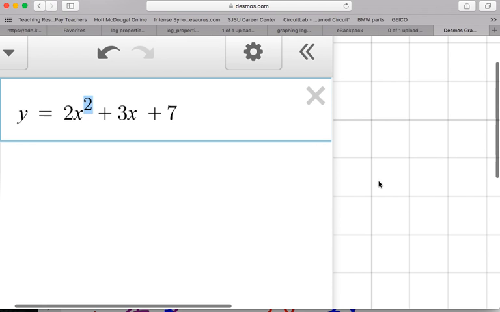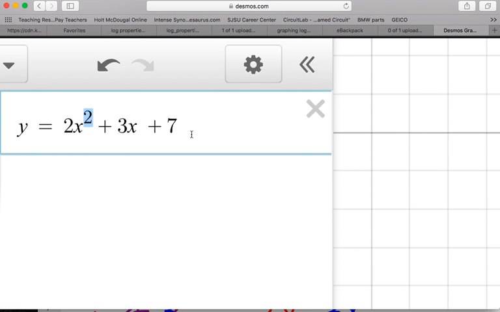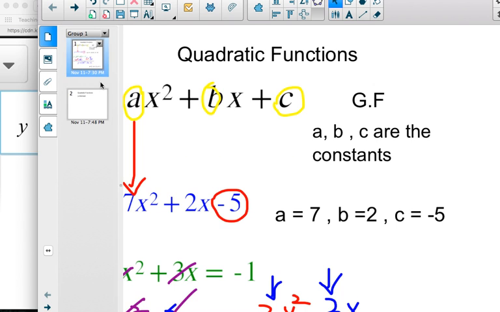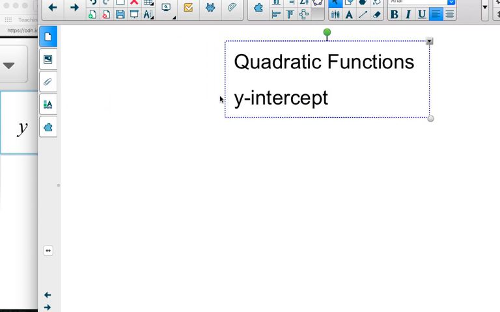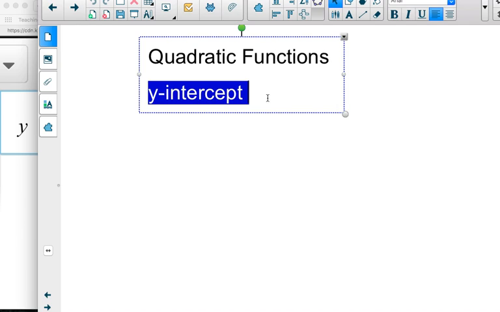The goal would be that in the next couple weeks you would be able to graph a quadratic function perfectly. Step by step I'll show you how to find the points and trace those points, and eventually you will have a beautiful quadratic function. Today we're going to talk about how to find the y-intercept.